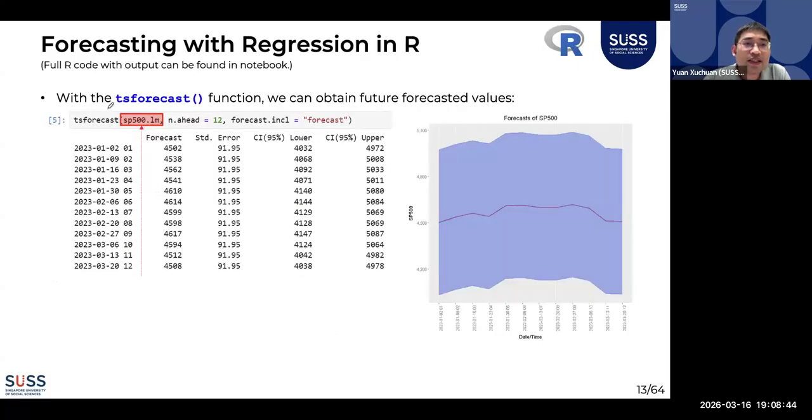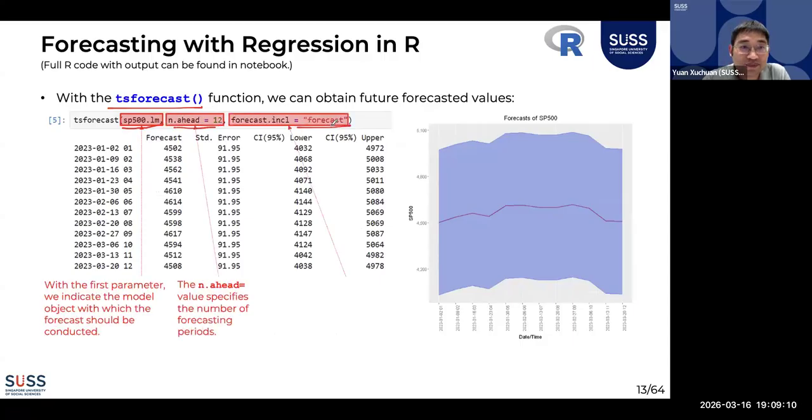And we can use the forecast function in R to do the forecasting, right? So you specify the model you fit, and then how many periods you want to forecast. And when you plot the data, whether you just want to plot the forecast data or not. Okay, so this is the forecast function.